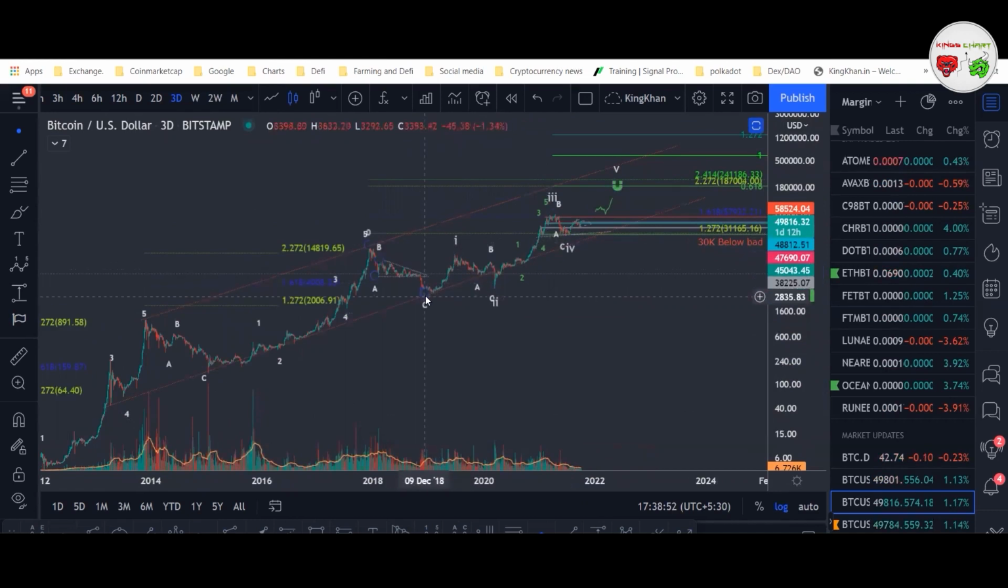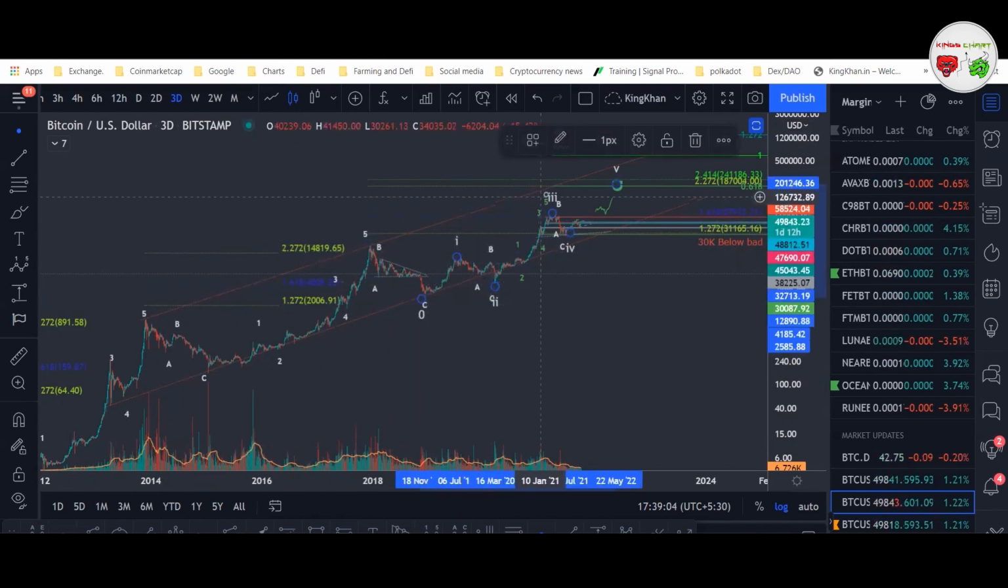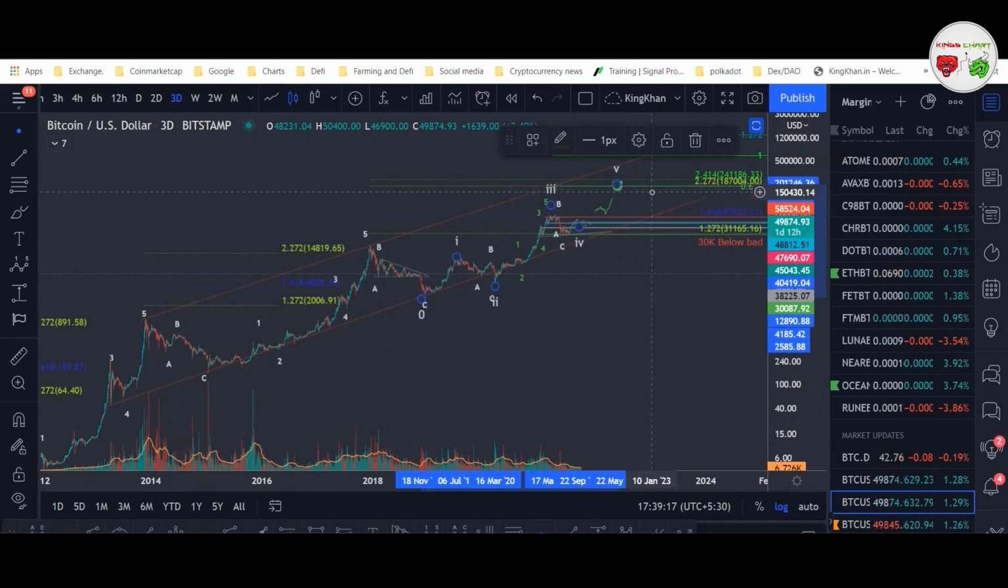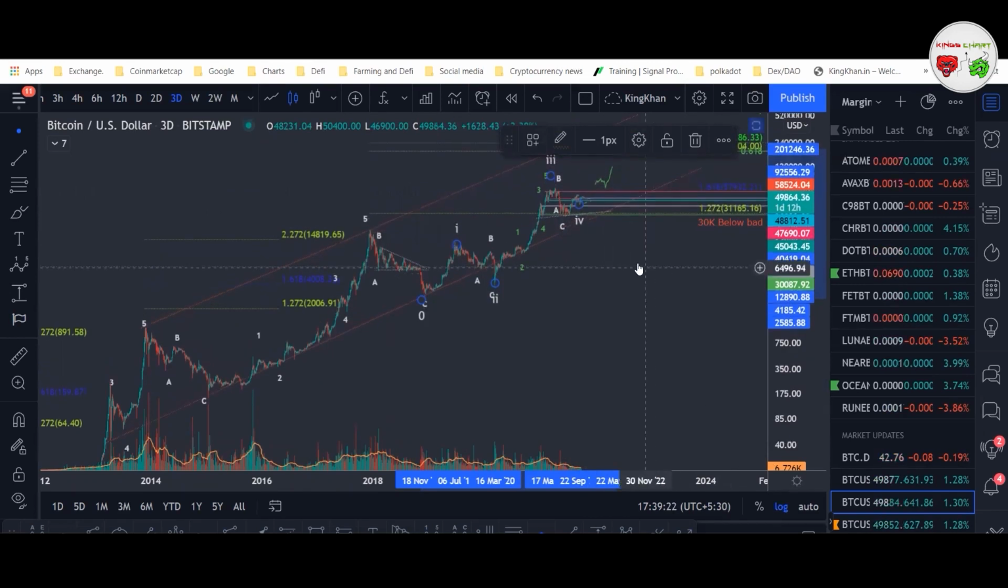Here you can see after the ABC, whenever the corrective wave completes, the impulse always starts again. So you can see here 1, 2, and the third one here. The fourth completed around 31K, the 1.272, and now the fifth wave is heading around 2.272, 180K and 200K, in the upcoming time.